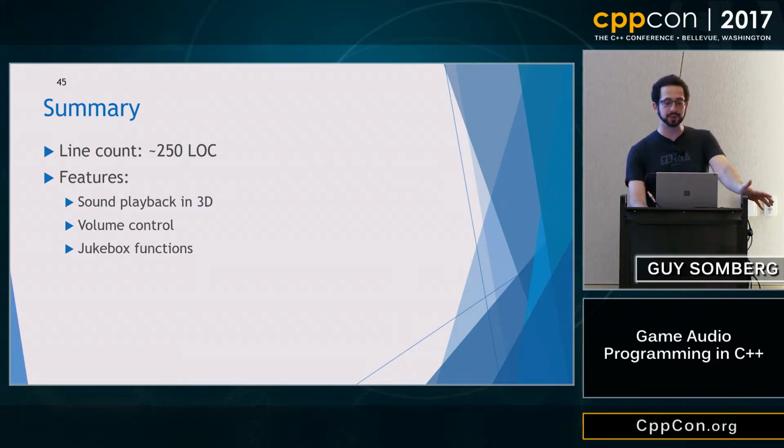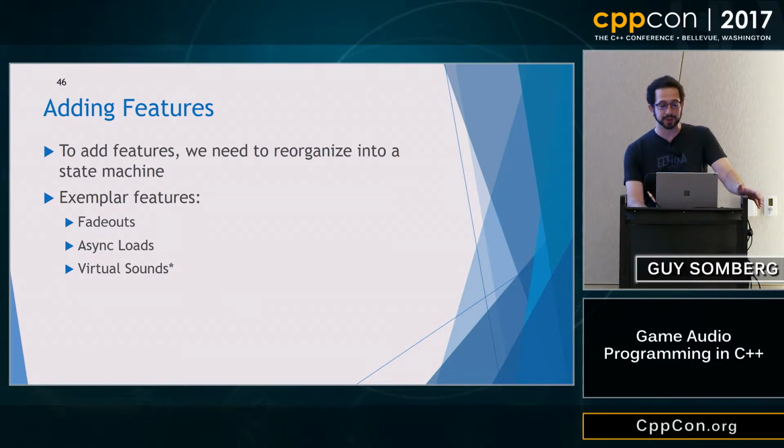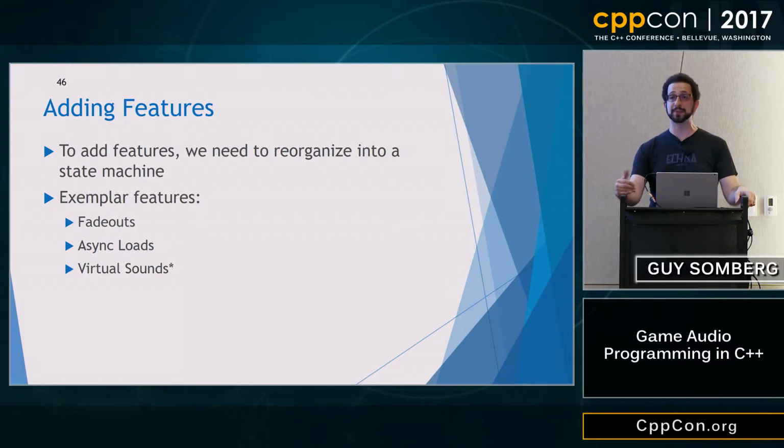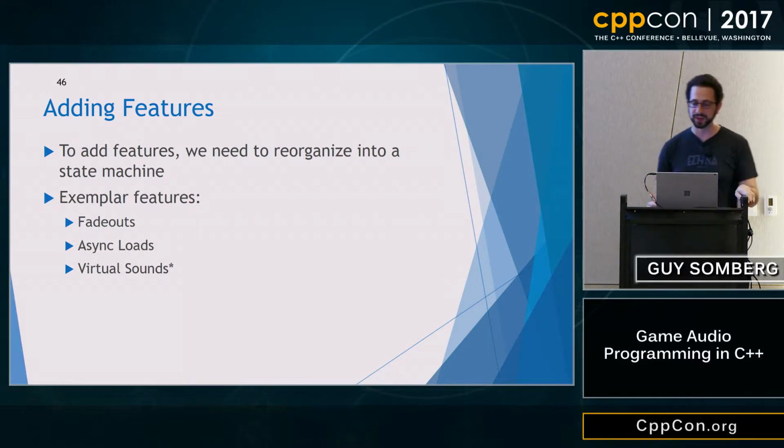But the problem with this 250 lines is that it's really hard to add new features. So to add new features, we need to organize it into a state machine. And I'm going to show you one state machine that has worked very, very well for me across many, many games. I've shipped lots of games on the state machine I'm about to show you. To build that state machine, I'm going to show you 3 exemplar features: fade outs, async loads, and virtual sounds. There's an asterisk next to virtual sounds because unfortunately today I don't have enough time to talk about what virtual sounds are. I'm including them here for completeness, but I'm just going to have to gloss over their implementation. So I'll cover them very briefly.